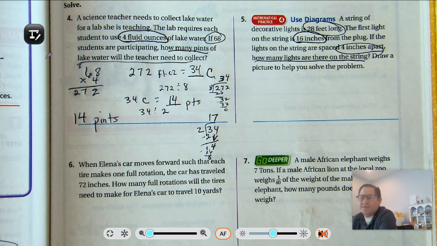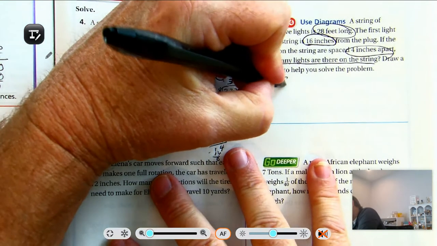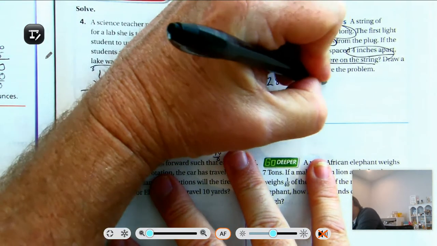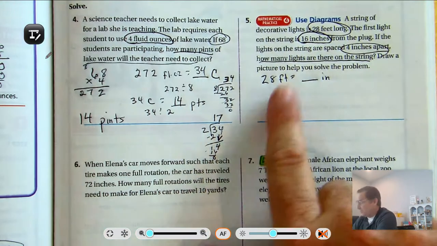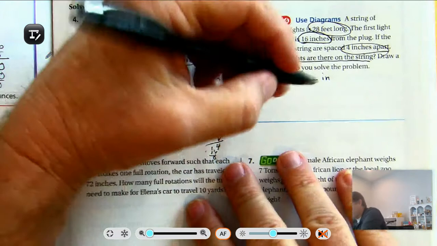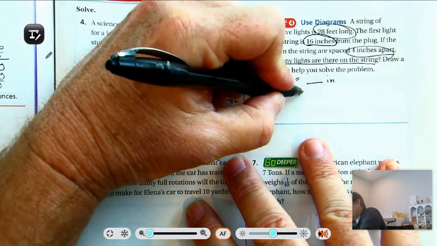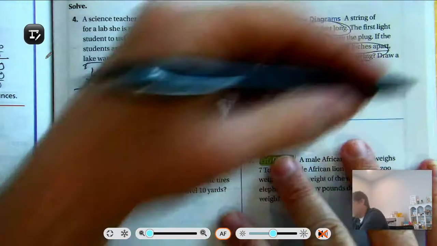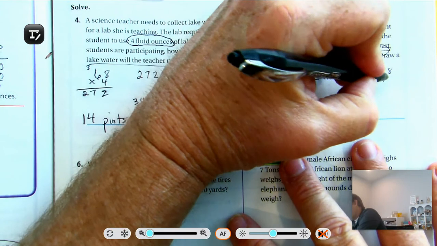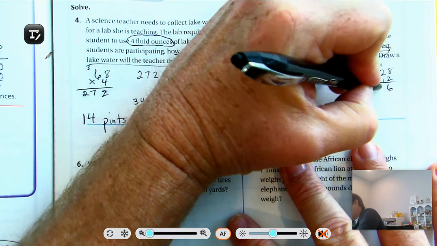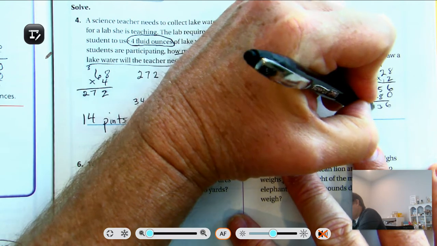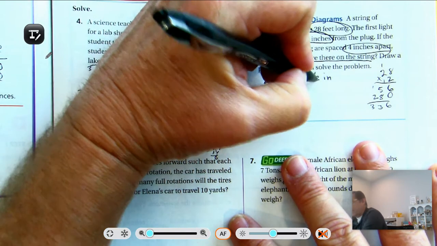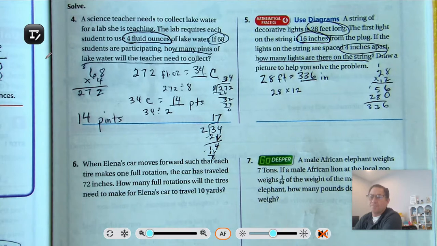Well, we need to change 28 feet into inches first. Okay, so let's do that. 28 feet is how many inches? So feet are larger than inches, so we're going to be multiplying. And we know that there's 12 inches in every foot. So 28 times 12. All right, so we know that that's 336 inches.